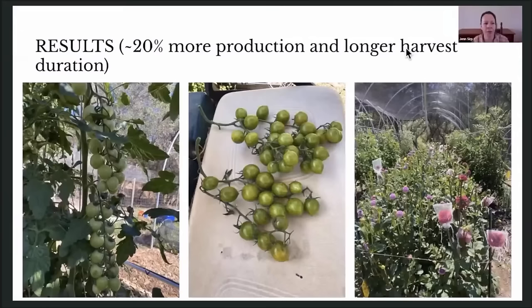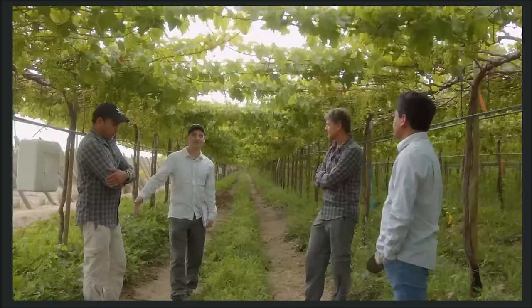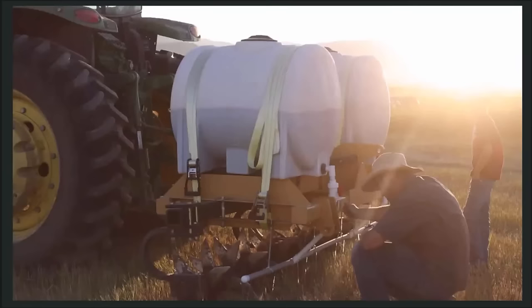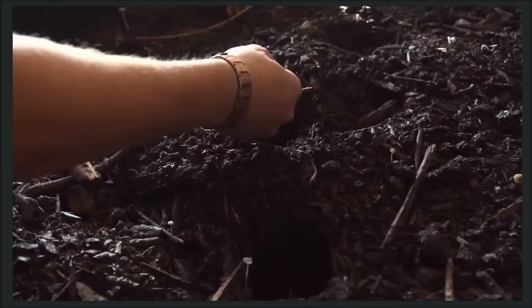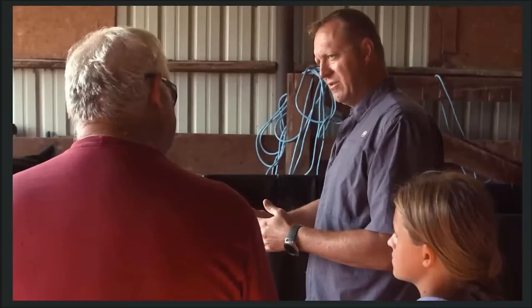The results that I had from implementing Brian's practices were just phenomenal. Bringing Miles and Terraforma and the Soil Food Web on board has been probably one of my happiest and best decisions. For me, it's about trying to leave this soil better than when I found it, so my children don't have to go through some of the challenges that I've had to.